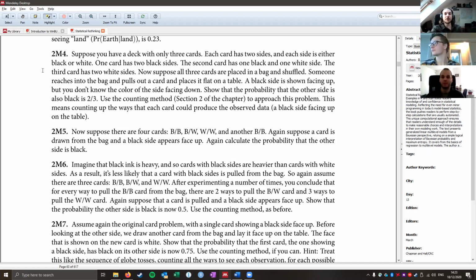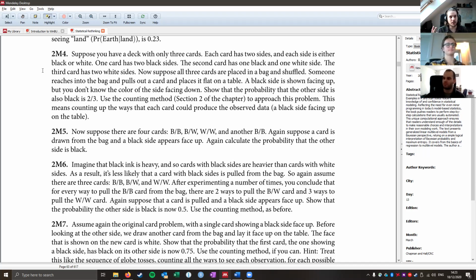So going on to M4, we now change focus here. And we suppose that we have a deck with only 3 cards. Each card has 2 sides, and on each side is either a black or a white face. One card has 2 black sides, and the second card has 1 black and 1 white side.